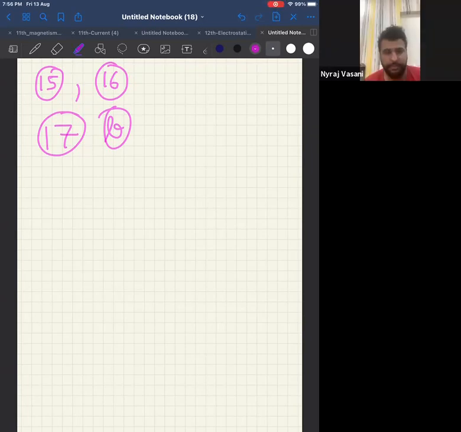Okay? So question number 15, 16, 17. Just look at it once more and let me know whether you can solve it easily. If you want me to solve any, let me know. Okay. 19th one, take it as your homework. 21st one, start solving.